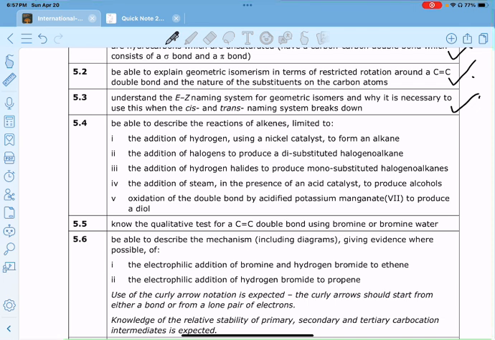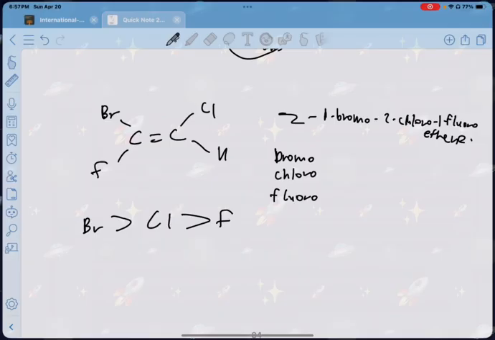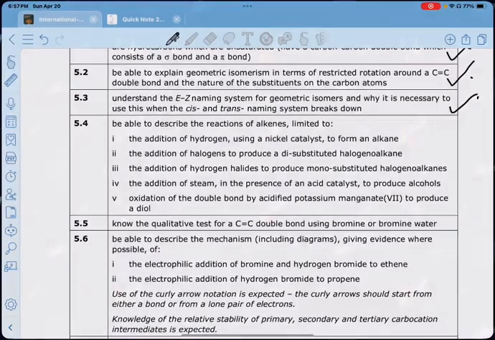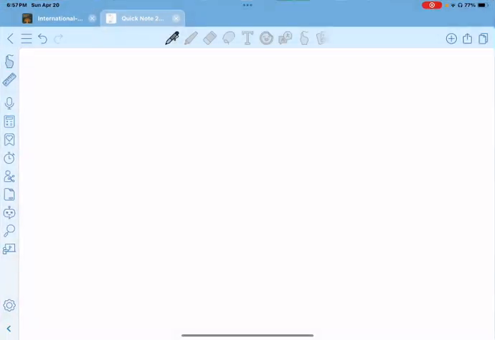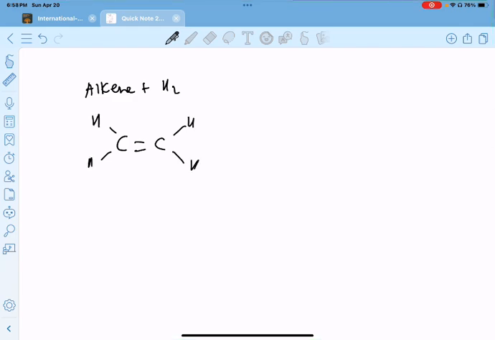Okay, now when you have alkene, let's look at 5.4. Describe the reactions of alkenes with hydrogen. Let's look at that first. When you add an alkene to hydrogen, this is called hydrogenation, okay? Carbon-carbon double bond. Let's look at ethene because it's the simplest. When you add hydrogen to this, what do you expect?